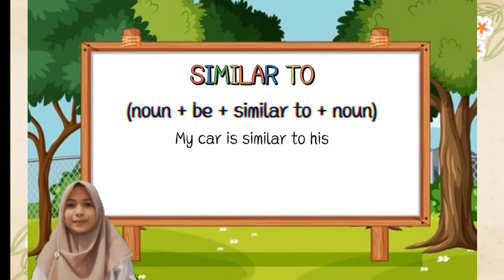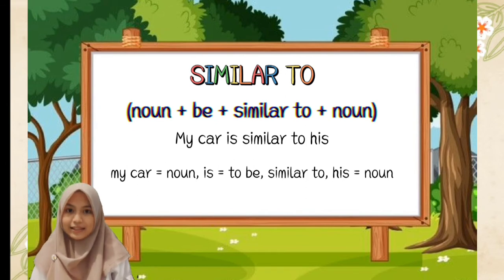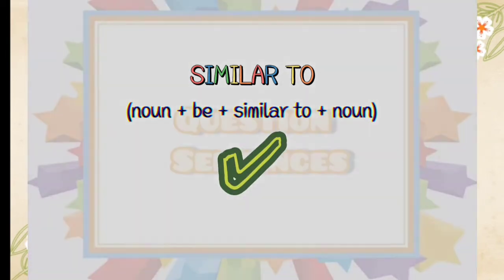Second sentence, my car is similar to his. My car as a noun plus is as to be plus similar to plus his as a noun. This sentence is very precise with the formula, so the sentence is correct.